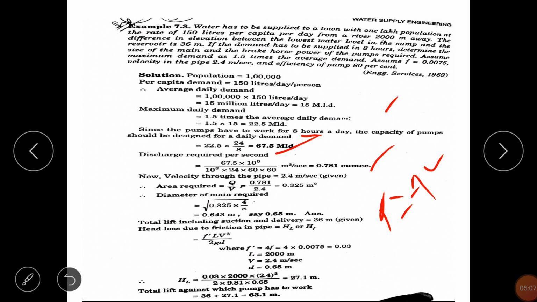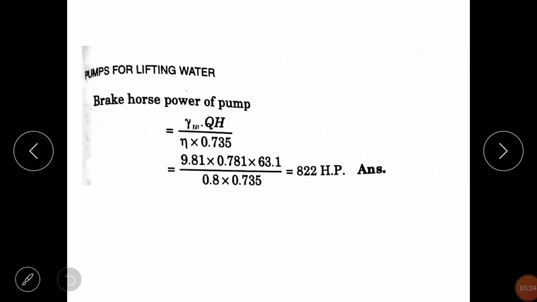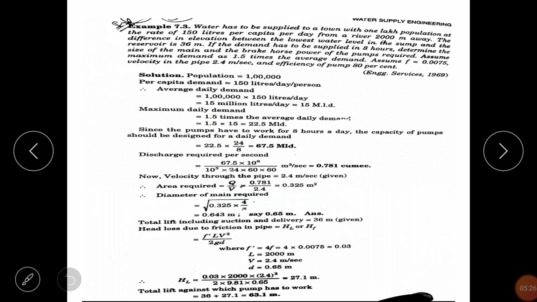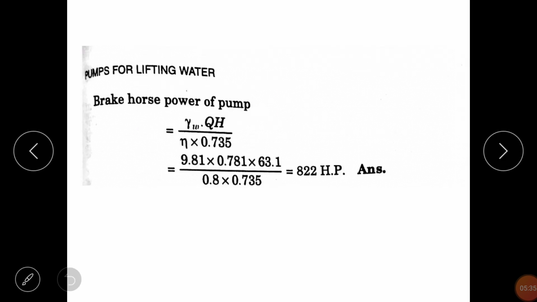So the total lift the pump has to work: they have given 36 meter there, right? 36 meter is the basic height plus we calculated head loss as 27.1. It gives around 63.1 meter. This is what I have calculated for the diameter of the pipe. Next we need to find the horsepower or brake horsepower.